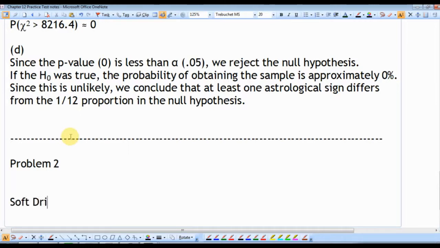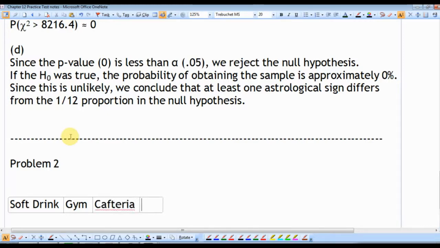So soft drink. Next one is the gym location. And this is going to be the cafeteria. And then, of course, the total. The first soft drink we have is cola. That's 33 and 57 for a total of 90.